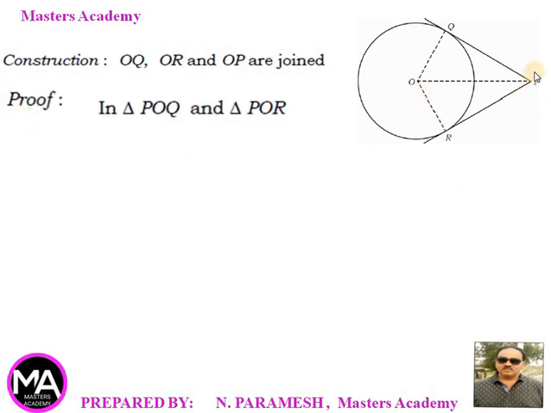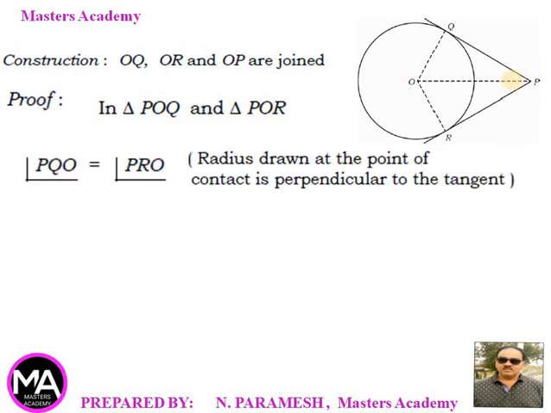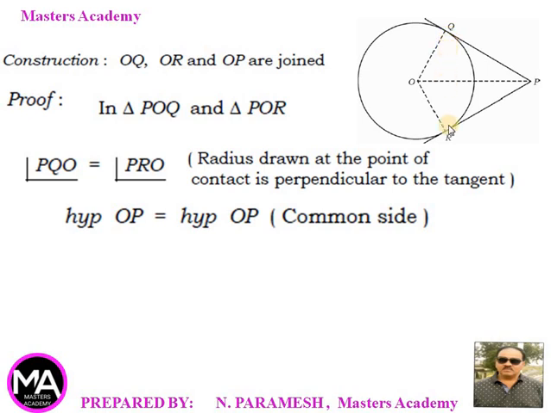Proof, in triangle POQ and triangle POR, angle PQO is equal to angle PRO is equal to 90 degree. Reason, radius drawn at the point of contact is perpendicular to the tangent. Hypotenuse OP is equal to hypotenuse OP. Reason, common side. OQ is equal to OR, radii of the same circle.